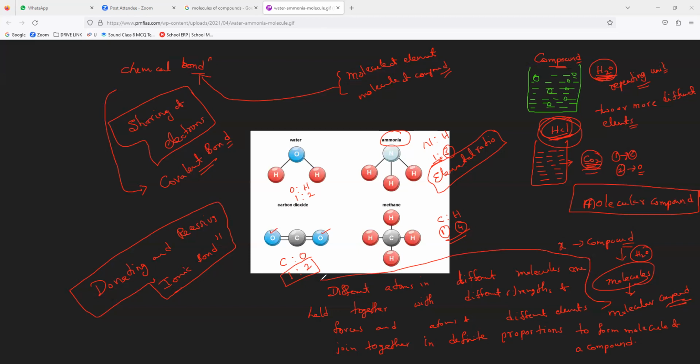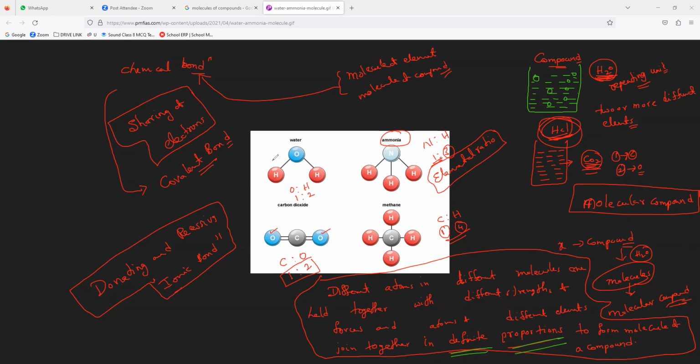Most important point about the molecule of a compound. Please remember, the force of attraction is different for different molecules, and there will always be a fixed or definite proportion. That is what you have to remember. I hope you all understand. Anybody having any doubt, you can ask me, or else we'll proceed further. Are you clear, everybody?